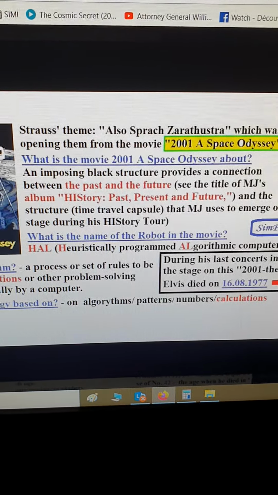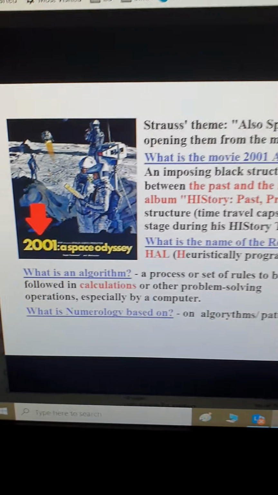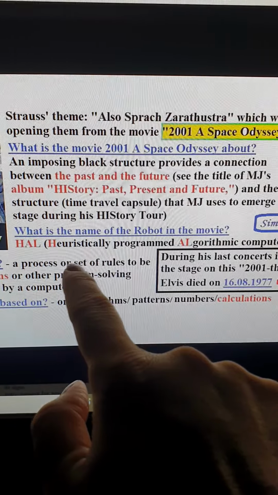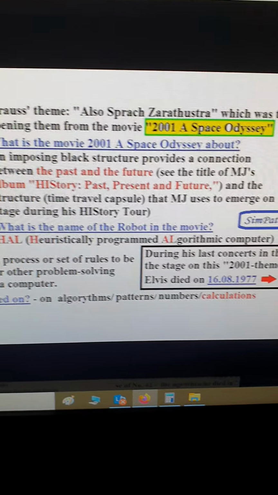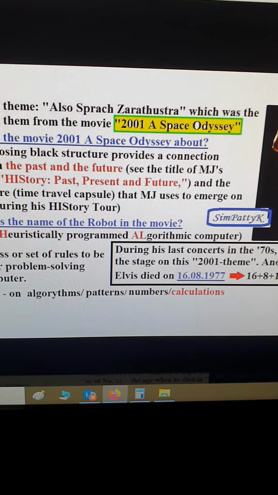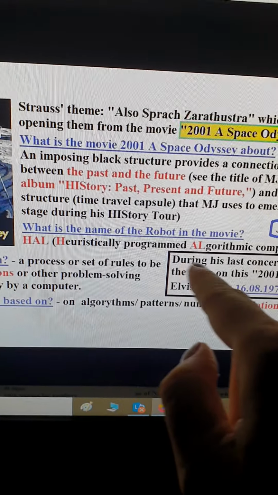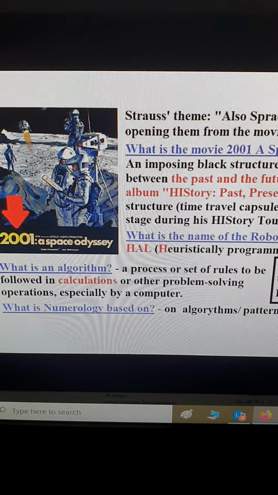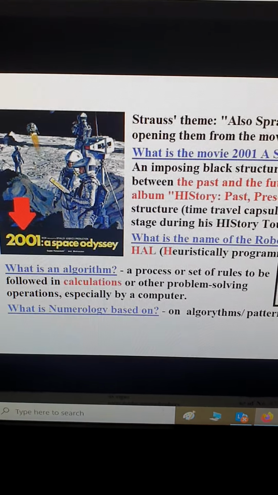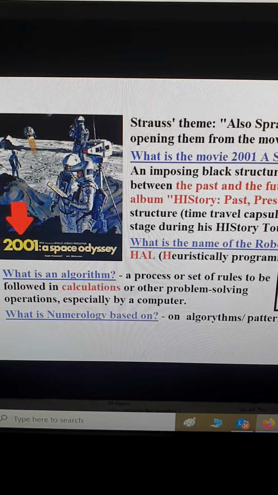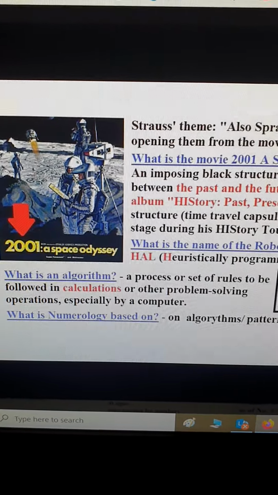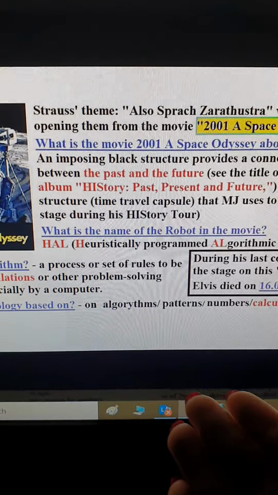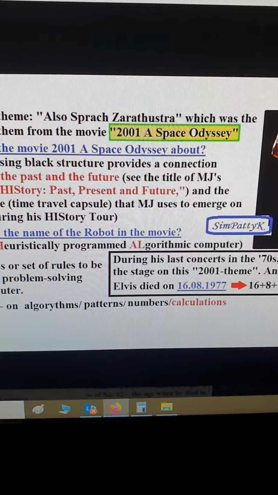What is the name of the robot in this movie? It's HAL, which is the abbreviation of Heuristically programmed ALgorithmic computer. So it's HAL, okay? What is an algorithm? A process or set of rules to be followed in calculations or other problem-solving operations, especially by a computer. And what is numerology based on? On algorithms, patterns, numbers, calculations.